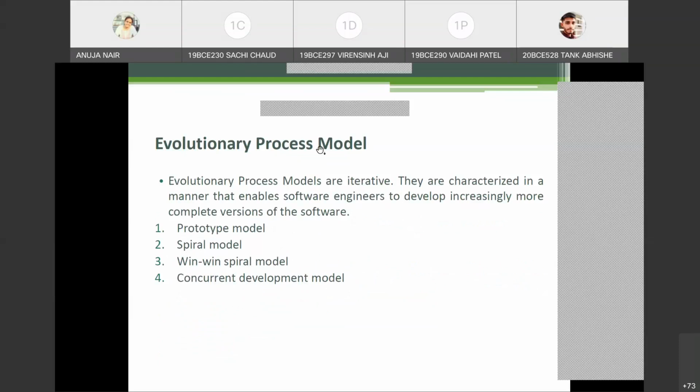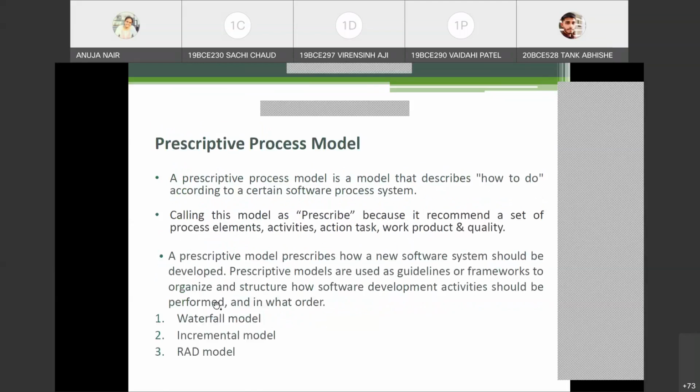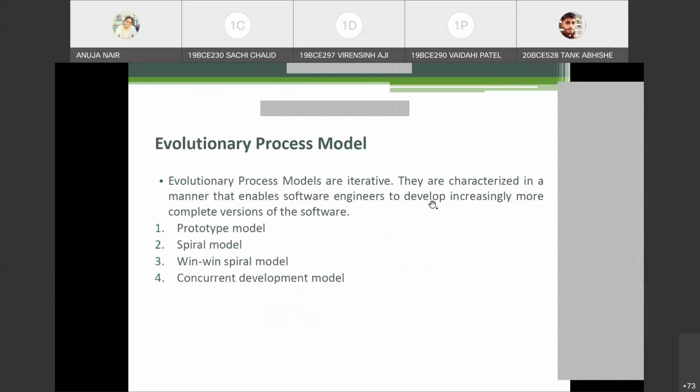So there are two basic categories of process model. First is prescriptive process model. Second is evolutionary process model. These three models fall under the category of prescriptive process model, and the other four fall under the category of evolutionary process model. They are just two different categories of process models, and these are the examples falling under the two main categories.